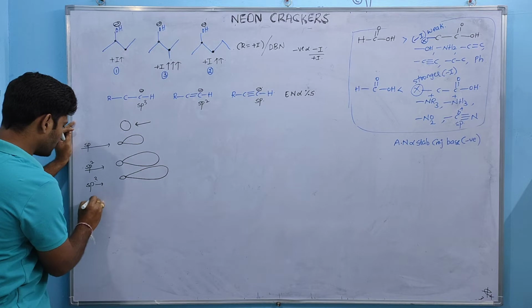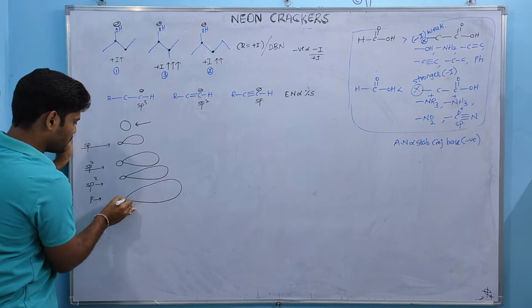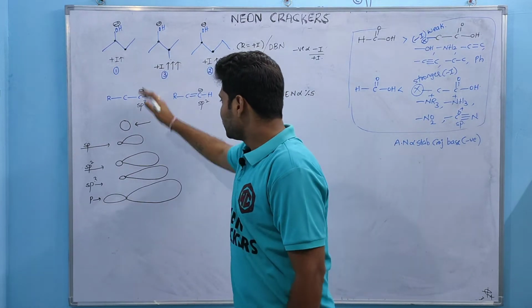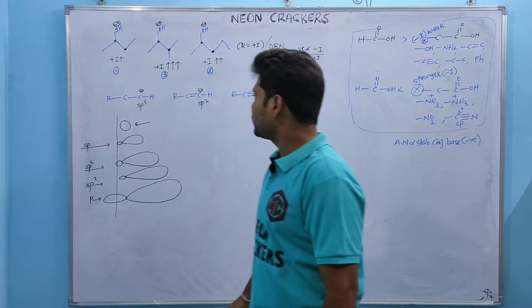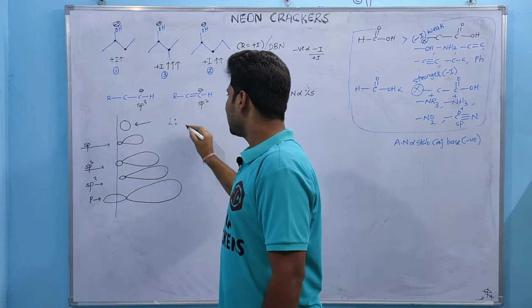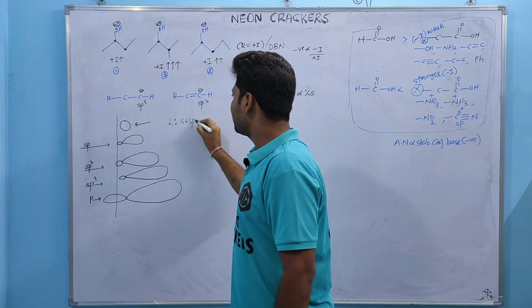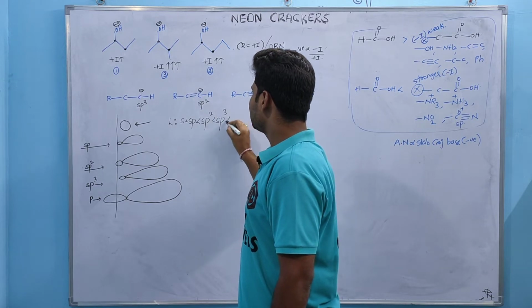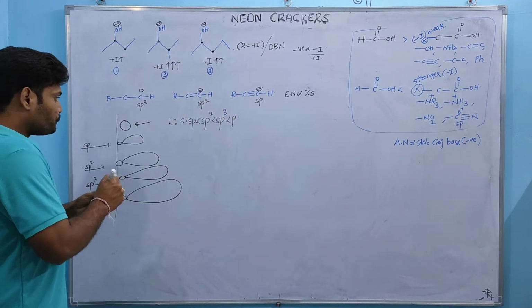The last one, if we take a pure p orbital, would be like this. Now see the length from the nucleus. The bond length is increased. What is the length order? The s orbital has the lowest length, the next one is sp hybridization, then sp2 hybridization, then sp3 hybridization, and the last one is p.